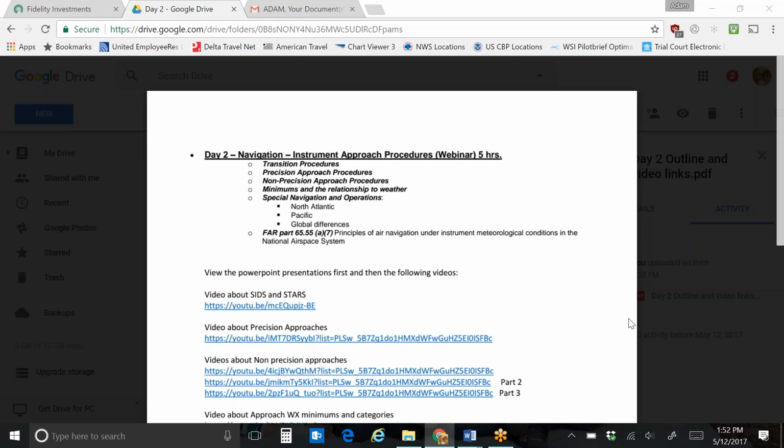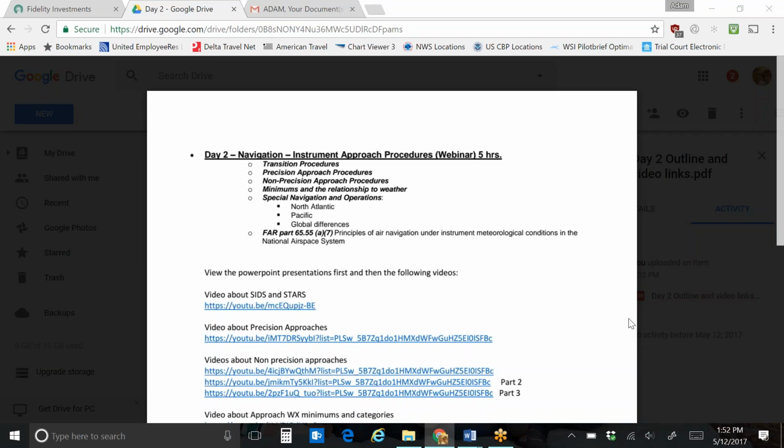All right, everybody. Hey, this is week 3, day 2. Today, the idea and objective is to kind of finish up navigation, and we're looking at instrument approach procedures today.